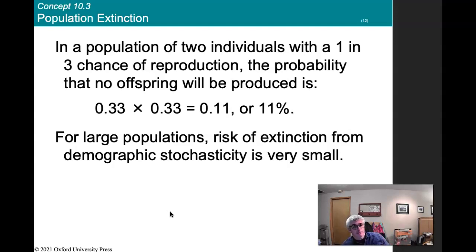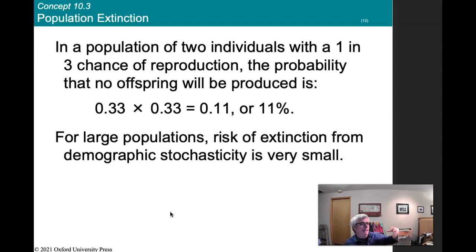There is an 89% chance, but there's also an 11% chance. And so now if we scale that up to, say, having 20 individuals, what's the probability that all 20 of those might not have offspring? Or the probability that 10 or 15 of them don't have offspring and our population is now decreasing instead of increasing.